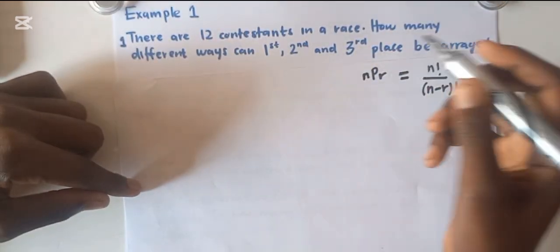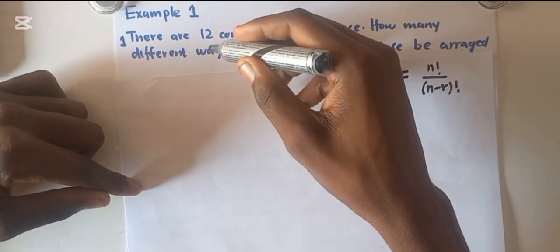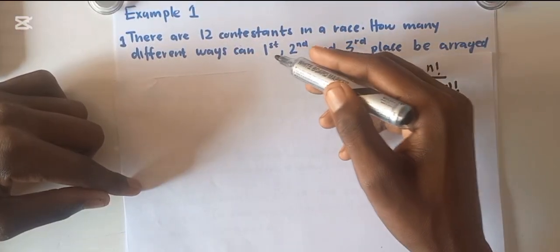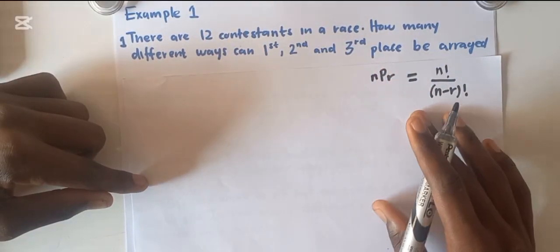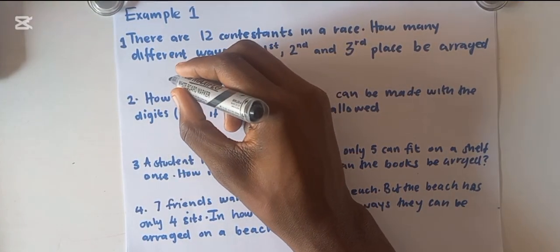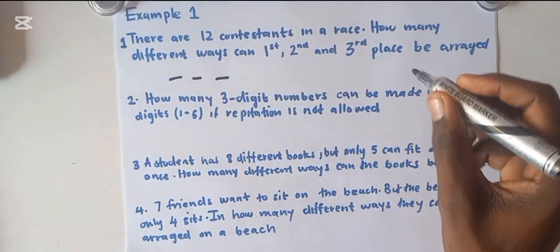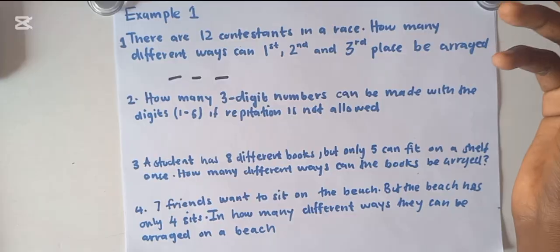How many items do we have? We have 12. And how many positions do we have to fill? Which is 3: number 1, number 2 and number 3. The hardest way to solve this kind of question, guys, is to do it like this: you have 3 positions to fill with 12 people, and you know that they cannot repeat, right?